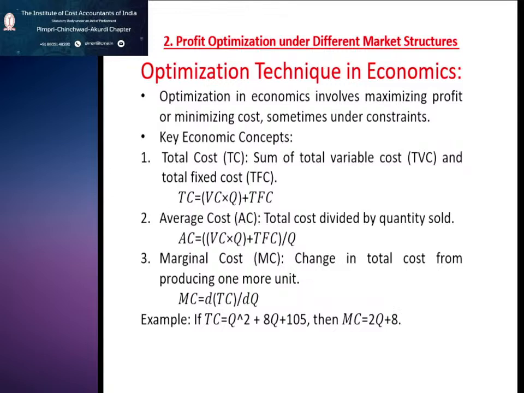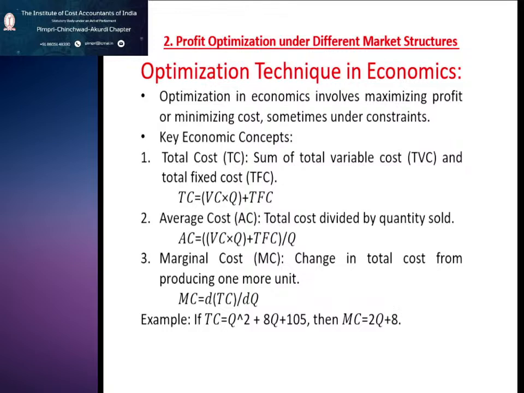Now let's see the optimization technique in economics. Optimization in economics involves maximizing profit or minimizing cost, sometimes under constraints. The key economic concepts include total cost, which is equal to the sum of total variable cost, that is TVC, and total fixed cost. So the formula is TC = VC × quantity + total fixed cost.